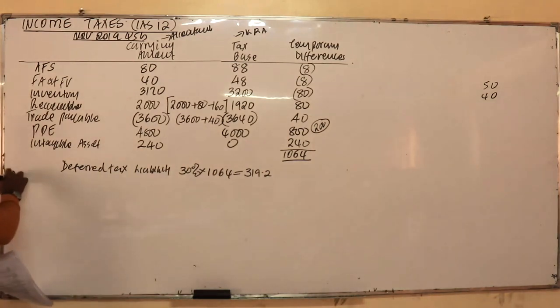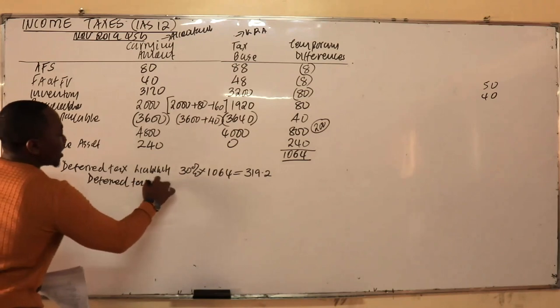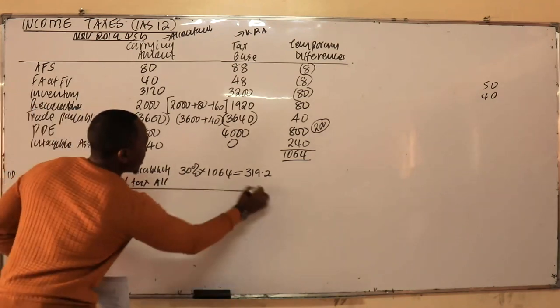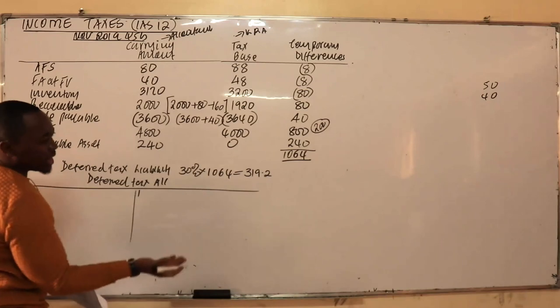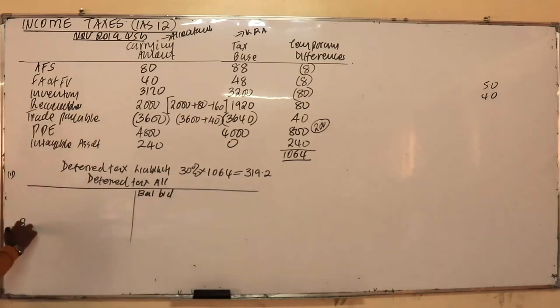So you determine that by preparing deferred tax account. And how do you prepare the deferred tax account? So it being a liability, the balance brought down is on the credit side. Balance brought down. Balance carried down.